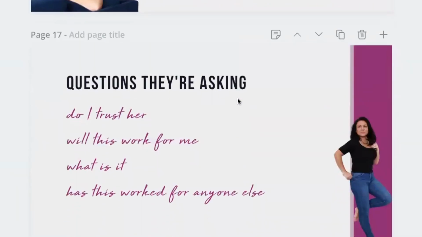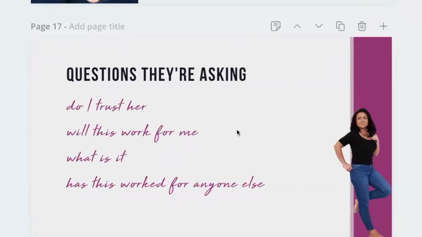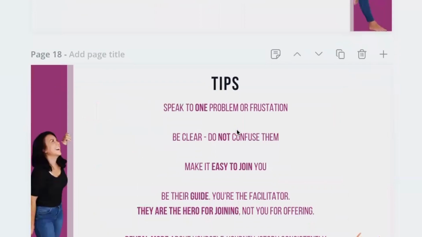And this is what she's asking when she comes to your Instagram page or when she's following you. Do I trust her? Do I trust Natalie? Do I know her well enough? Will what she does work for me? Okay, this is what they're asking. What is it that she does? What is it that she offers? And has this worked for anyone else? So I'm going to show you guys how to do all of this without actually having to have this conversation, okay? And here are some tips.